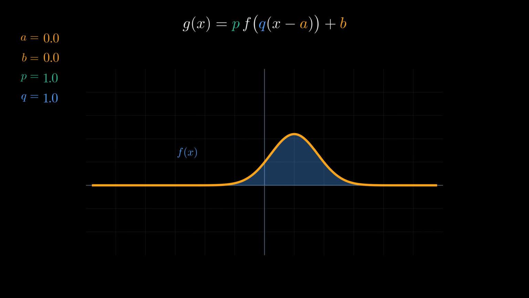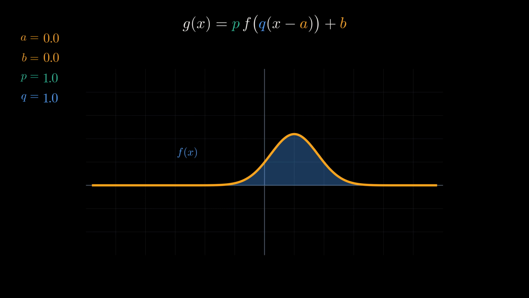Next, reflections. And the outside-inside rule handles these two. A minus sign on the outside, minus f of x, negates every y value. Every point above the x-axis drops the same distance below it, and vice versa. So our hill flips into a valley. That's a reflection in the x-axis.